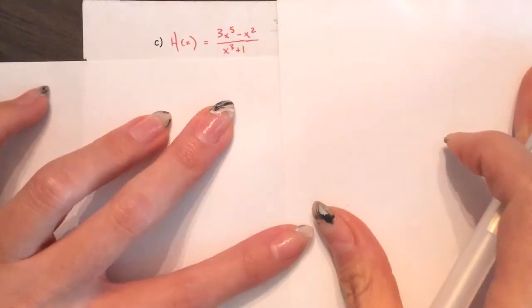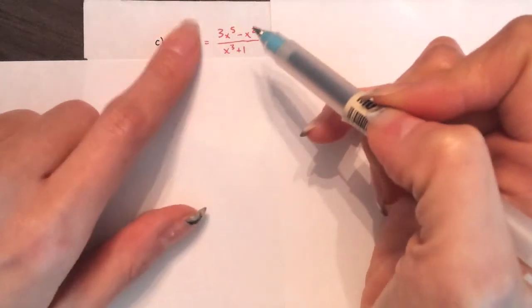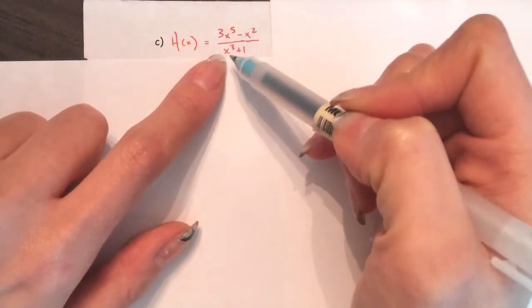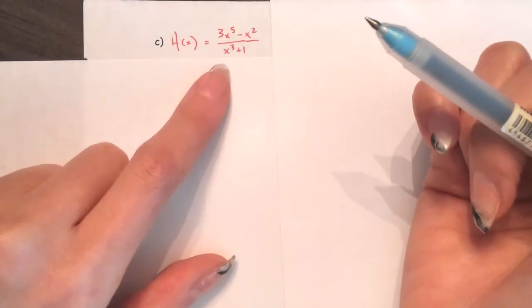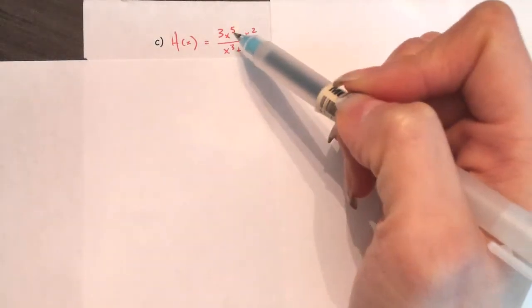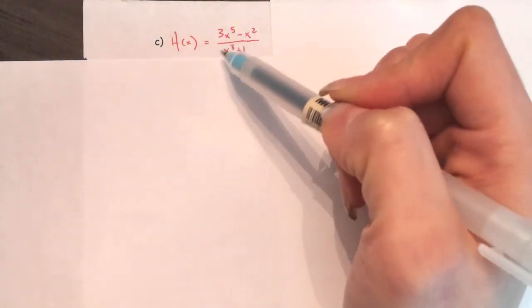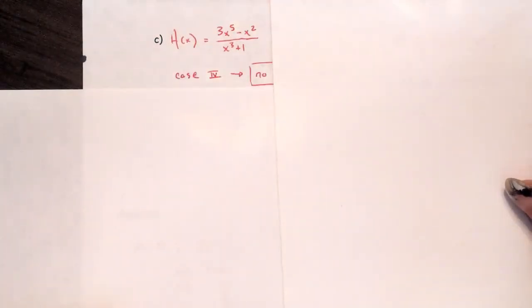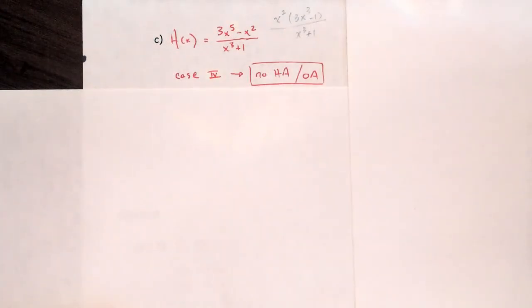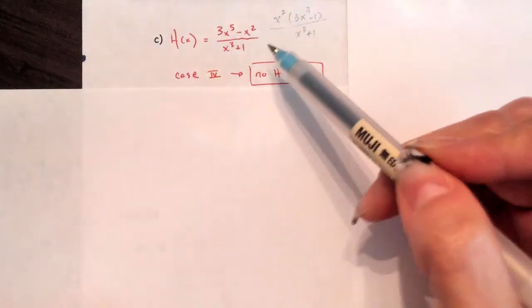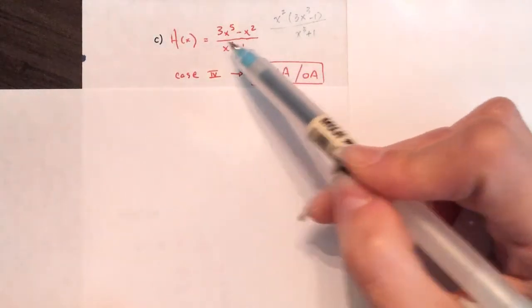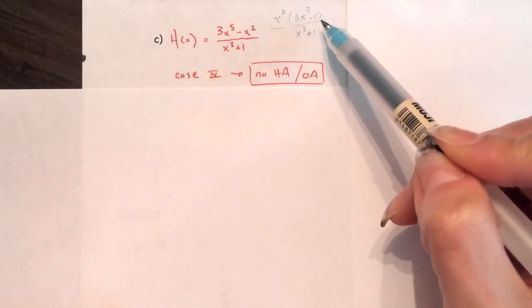Okay, thinking about the cases, when you look at this, it's x to the 5th, and then this is x cubed as your biggest degree on top and bottom. So this is more than 1 bigger than this degree, so there are no horizontal or oblique asymptotes. And then I try to factor. So if I try to factor, I can factor out an x squared, and I get this over this.